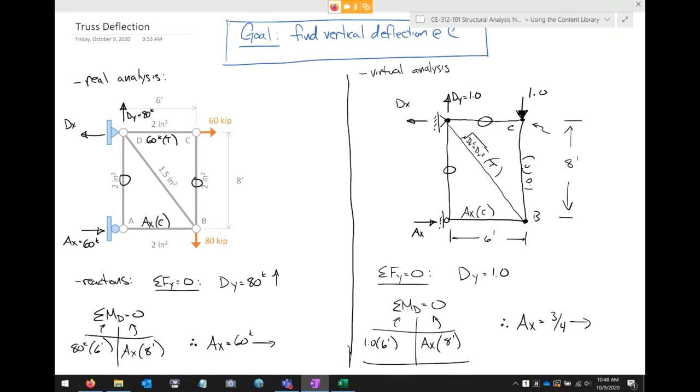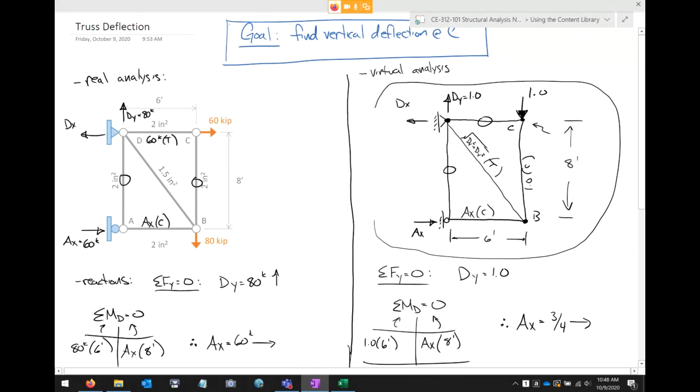And if AX is 3/4 to the right, well, take a look at the structure. There are no forces going to the left or right on the virtual structure. Remember, we're analyzing this truss right here. This is the truss we're analyzing, and there are no loads to the left and the right other than the reaction. So if AX is 3/4 to the right, DX is 3/4 to the left.